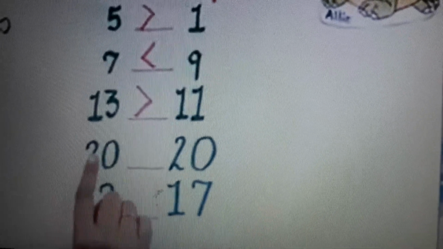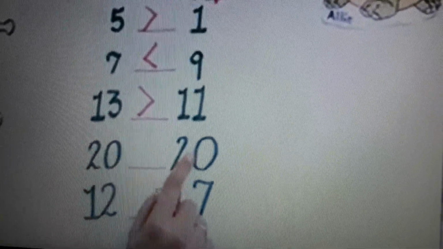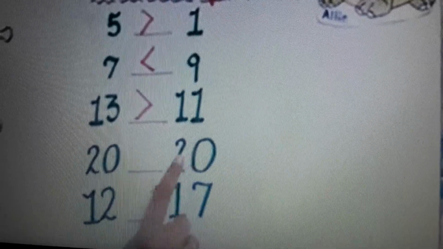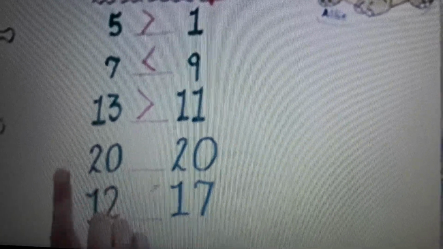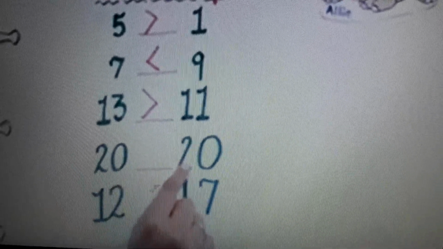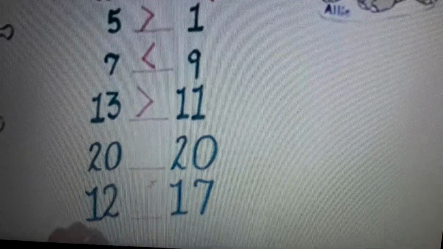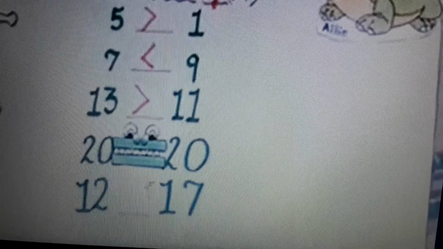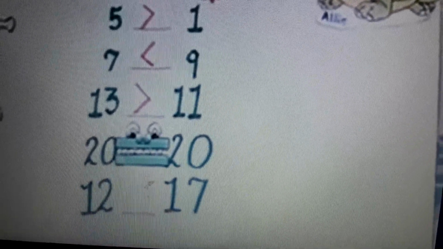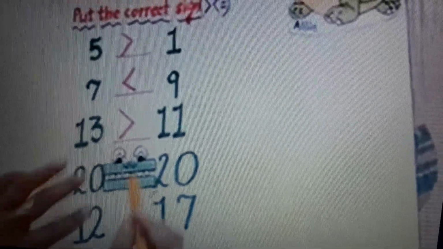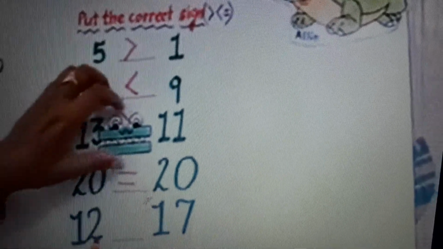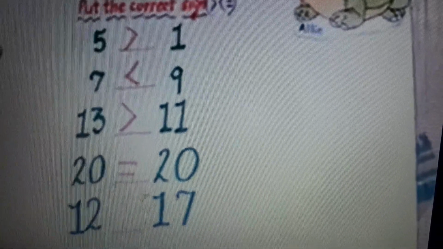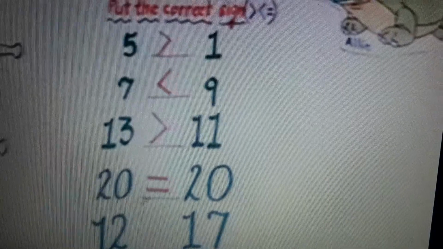20 and 20. Now tell me, on one side it is 20, other side again it is 20. So which number is big? Both are equal. Equal. So now crocodile is not going to eat any. It will keep its mouth closed like this. So we can make the equal to sign like this. Now let's move to the next number.